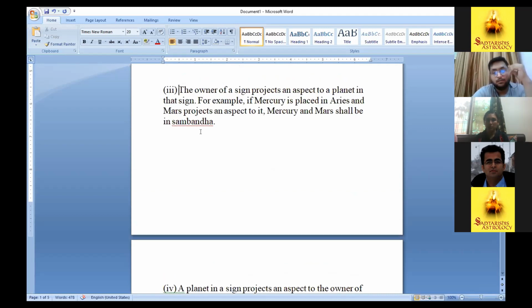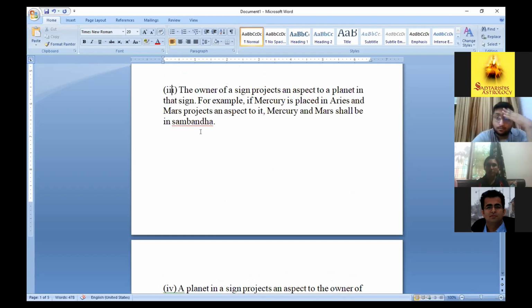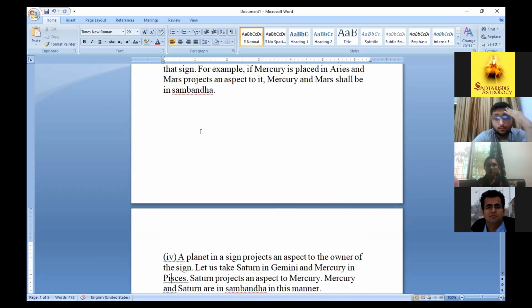See, in the third rule, the honor of the sign projects an aspect to the planet in that sign. And the fourth is a planet in a sign projects an aspect to the honor of the sign. They both are different.